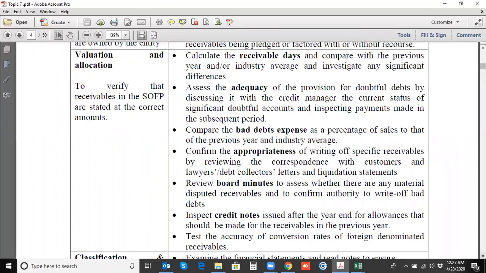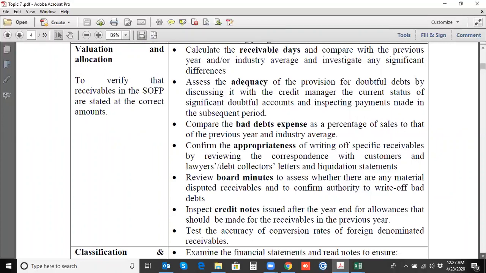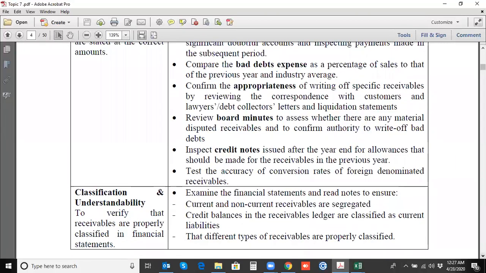Look at the credit notes issued after year end and make sure that these were receivables in the previous year. Because if we have credit notes being issued after year end, but they're not from receivables before year end, then that means we could be having a problem.